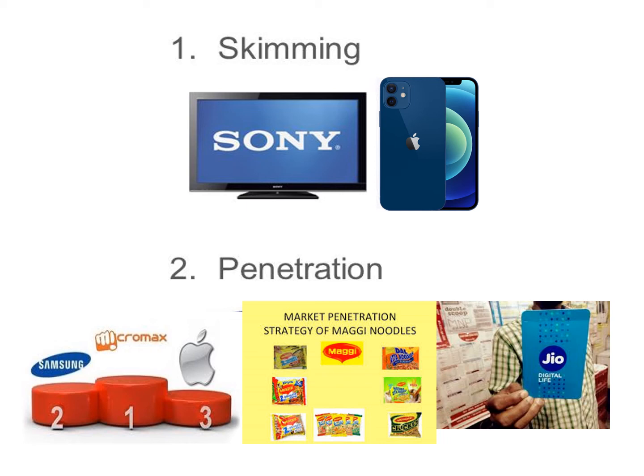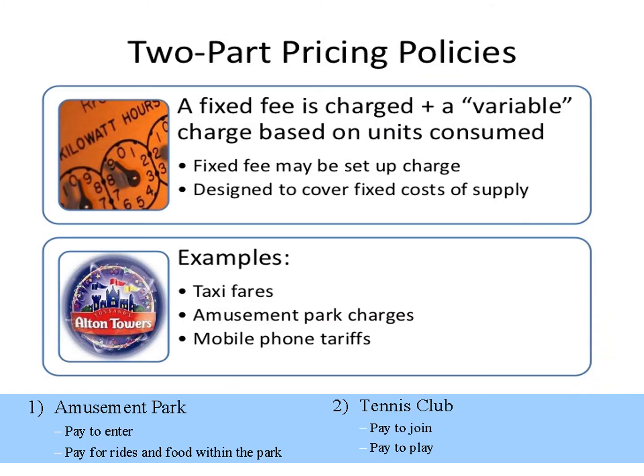So these are all examples for penetration pricing. And the other method under strategy based pricing is two-part pricing policy. This is a fixed fee initially charged to avail any product or service, and later, based on the usage, they will add a second part price, which is differentiated by the usage of the customer. Examples for this are taxi fares, mostly service based businesses, amusement parks, mobile phone tariffs, or club registrations, etc.